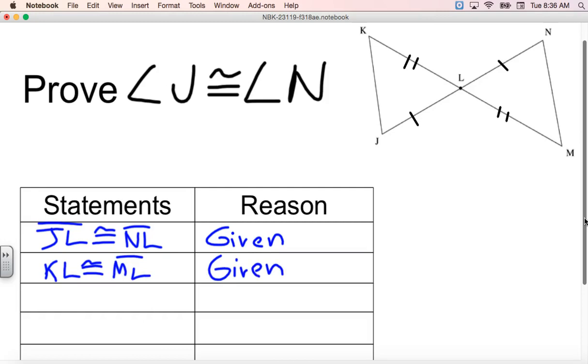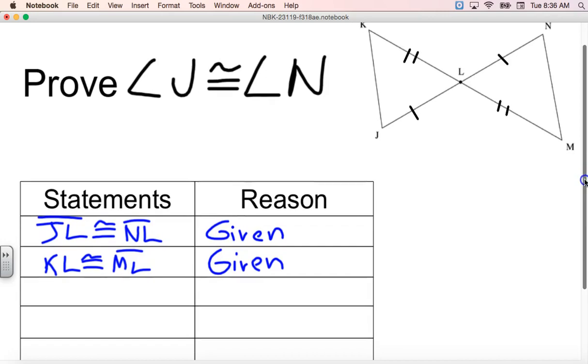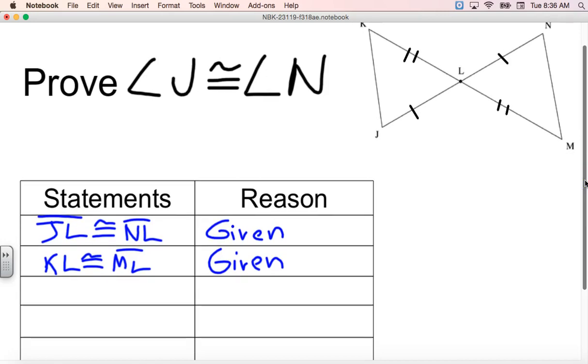What else do we know from the picture? Well, we know that the two angles in the middle are vertical. So we can say that those two angles are congruent because they're vertical. We'll call those angle JLK. If you want to say KLJ, that's fine. We'll say JLK. And since we start with J, which is on the line that has one mark, we've got to use the one up here that has one mark, N. So we say NLM. Those two angles are congruent because they are vertical angles.